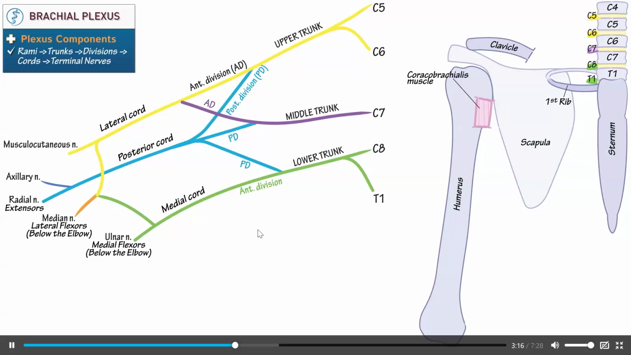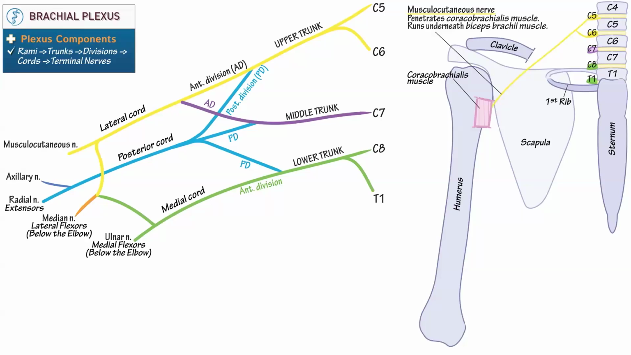Now let's draw the brachial plexus components we've shown so far in our innervation diagram. The upper trunk from C5 and C6, which forms the musculocutaneous nerve, which extends out laterally and penetrates the coracobrachialis muscle to ultimately run underneath the biceps brachii, which it innervates. Show that C7 forms the middle trunk. Its anterior division joins the lateral cord. Show that C8 and T1 form the lower trunk, which runs down the medial aspect of the arm and ultimately becomes the ulnar nerve.